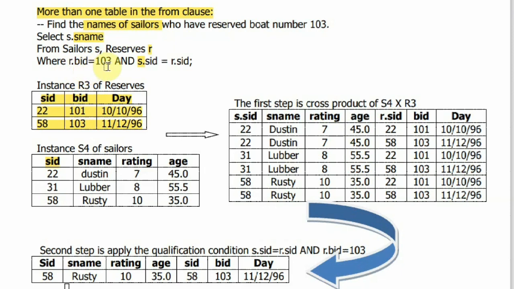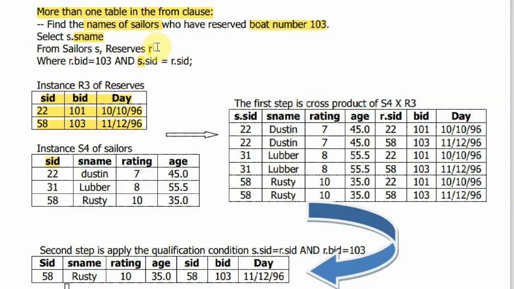So I said R.BID is equal to 103 because I want the person who has reserved the boat number 103. So 103 is there in the reserves table. So I am saying R.BID should be equal to 103. And I want the name of the sailors.